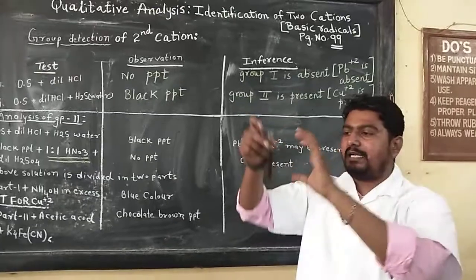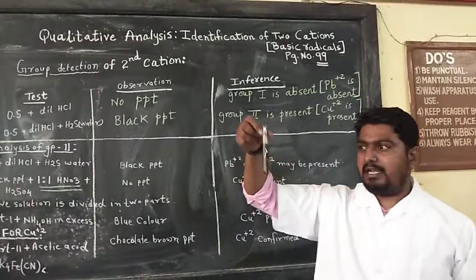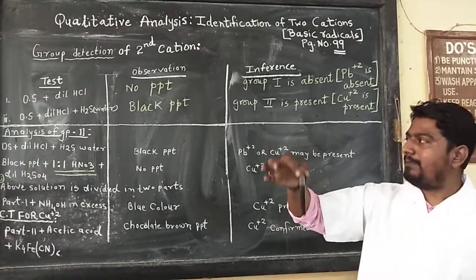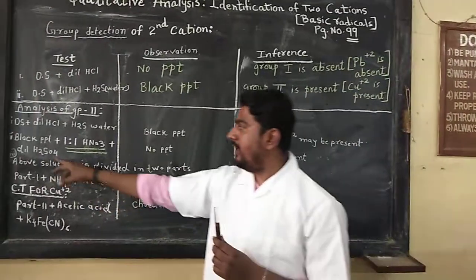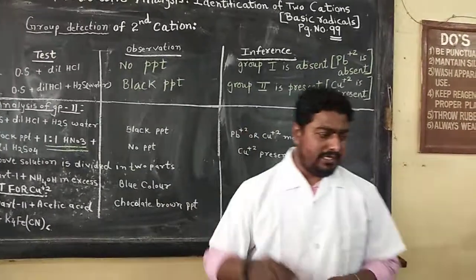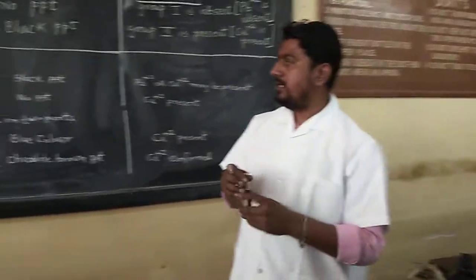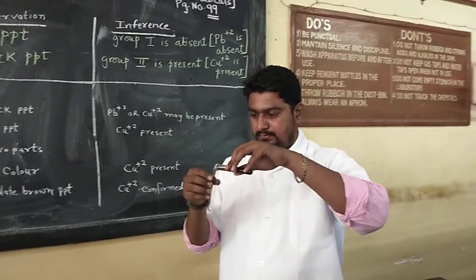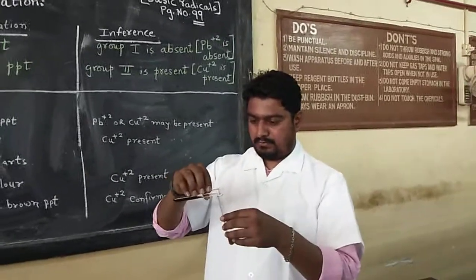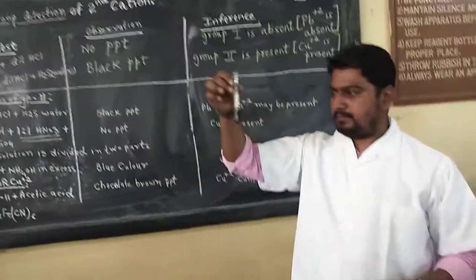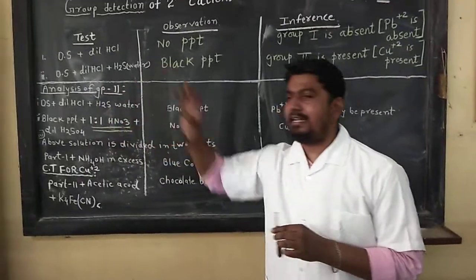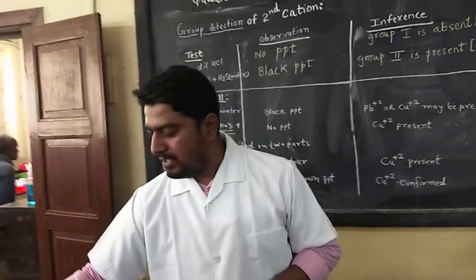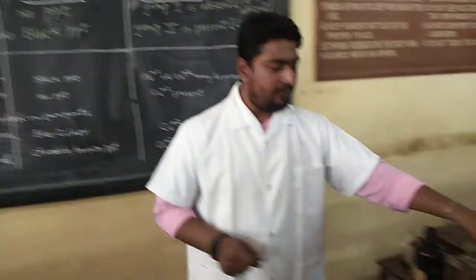We have to allow it to settle down, or you can centrifuge it, and this black PPT we have to use. Into that black PPT, next we have to add 1:1 nitric acid, and again we have to add dilute sulfuric acid. So see, this black PPT I am using. Into that black PPT, what we have to add? 1:1 nitric acid. Now what is meant by 1:1 nitric acid? We have to prepare it.